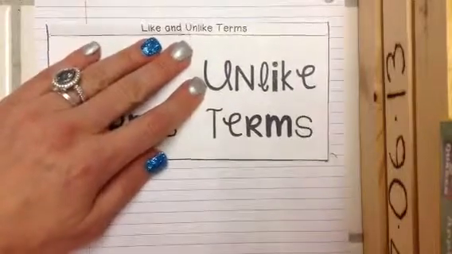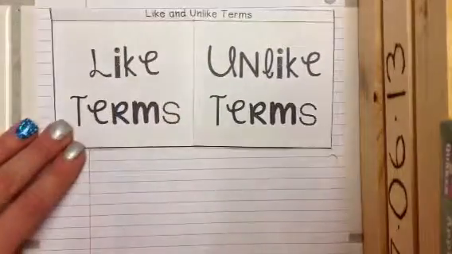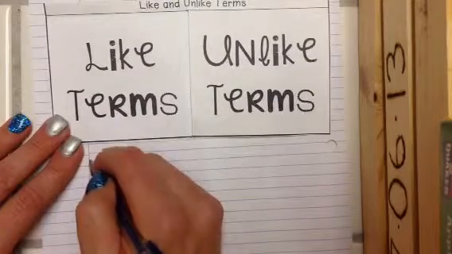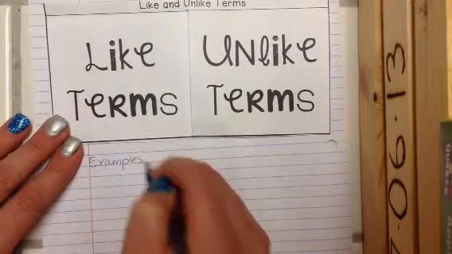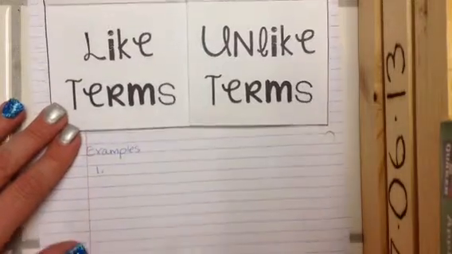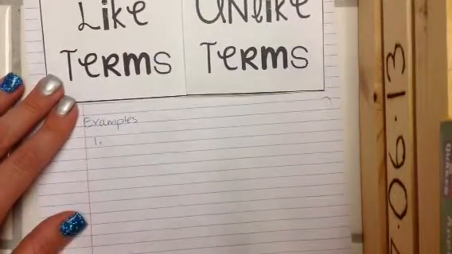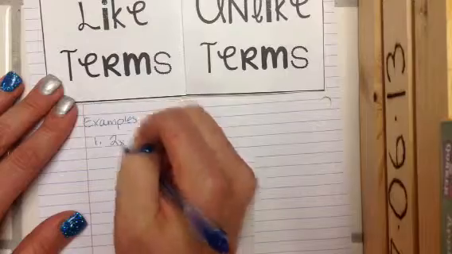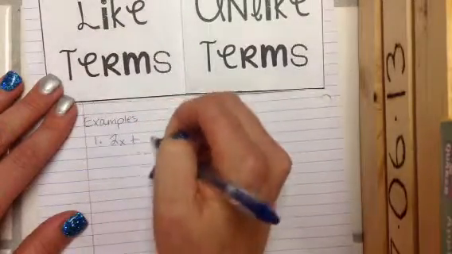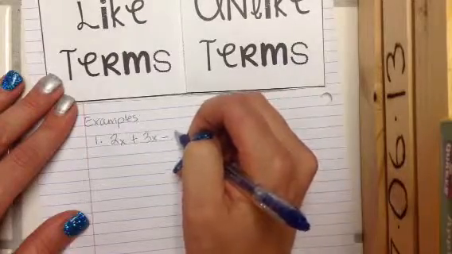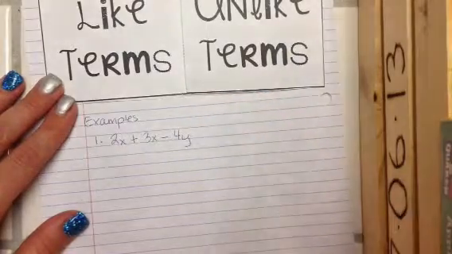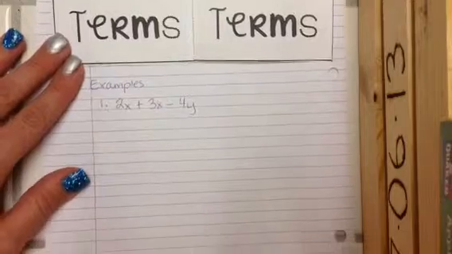So below your foldable, which you should have glued now to the top, you will have examples. So for number 1, I want you to try to simplify this expression. 2x plus 3x minus 4y. Pause the video here and try it yourself.